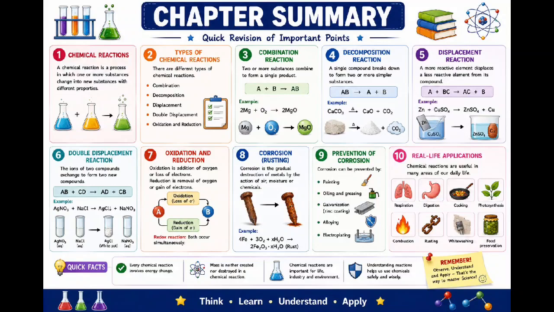We also learned about corrosion. Corrosion is the slow destruction of metal due to air, moisture or chemicals. A common example is the rusting of iron. How can we prevent corrosion? We can use methods such as painting, oiling, galvanization, alloying and electroplating.